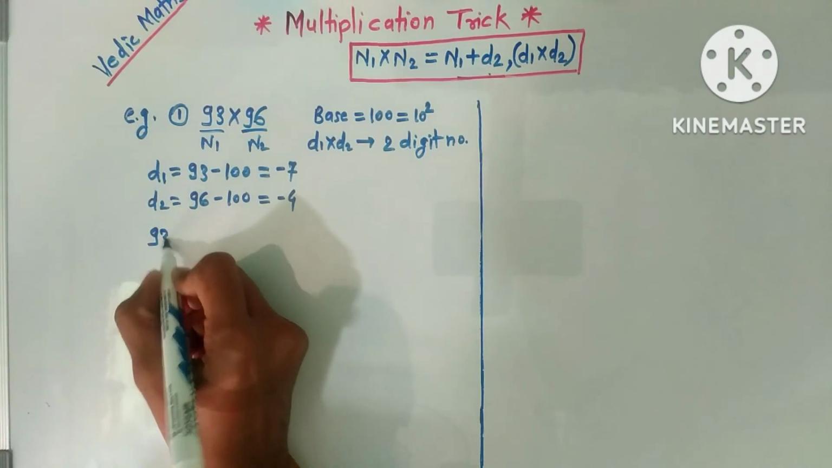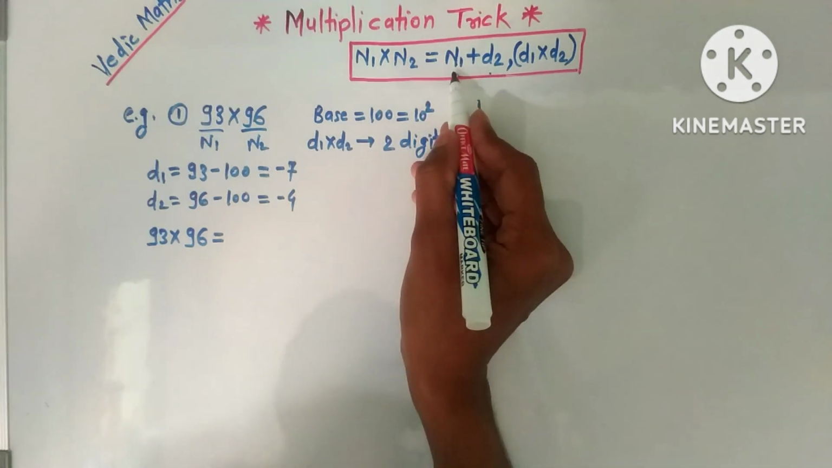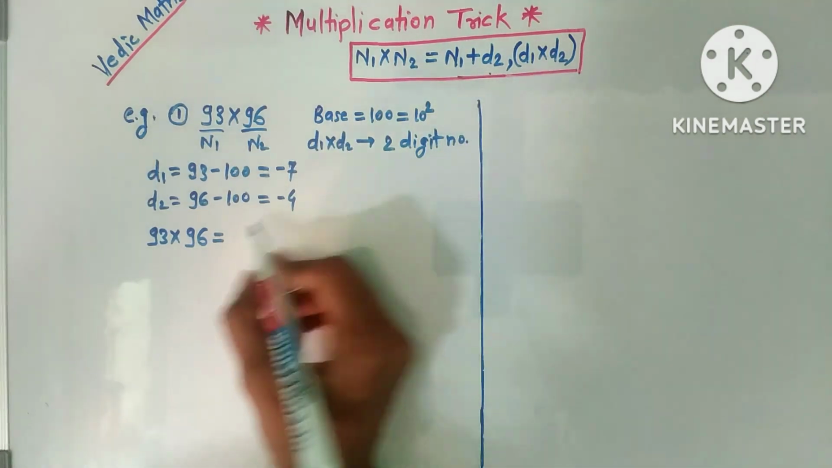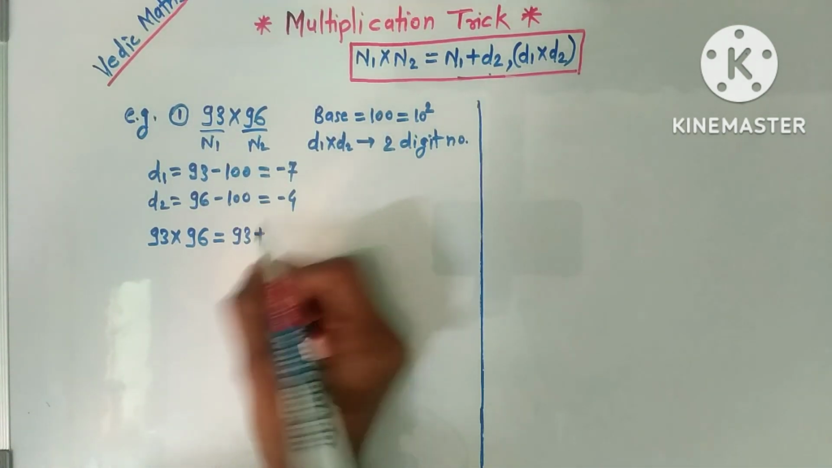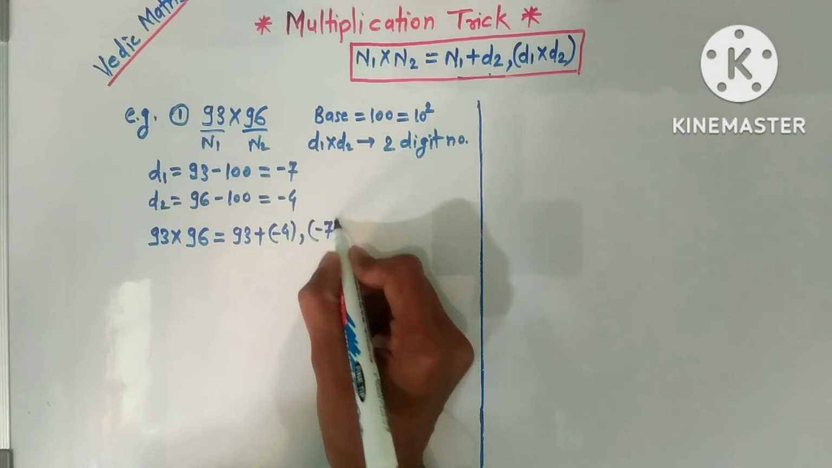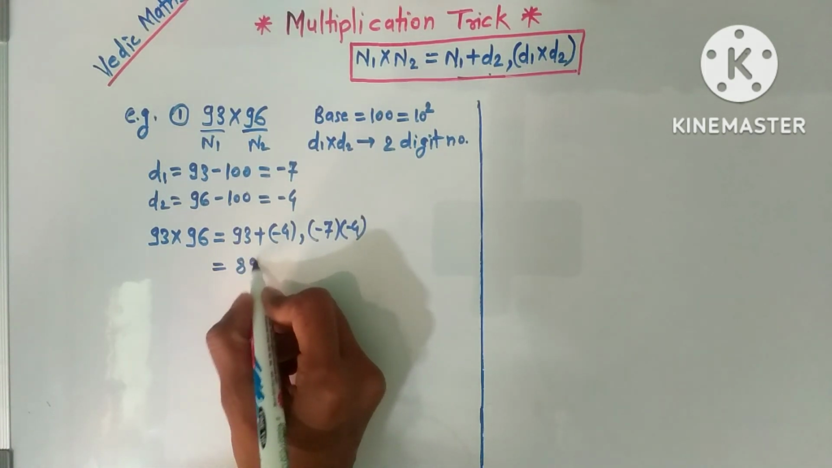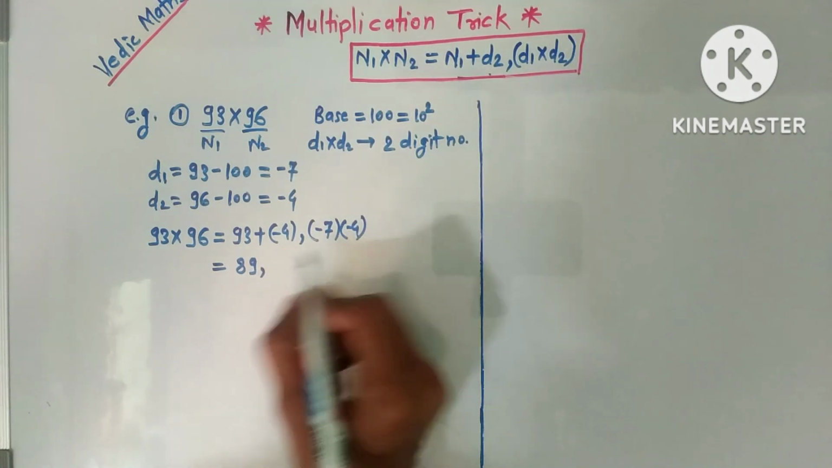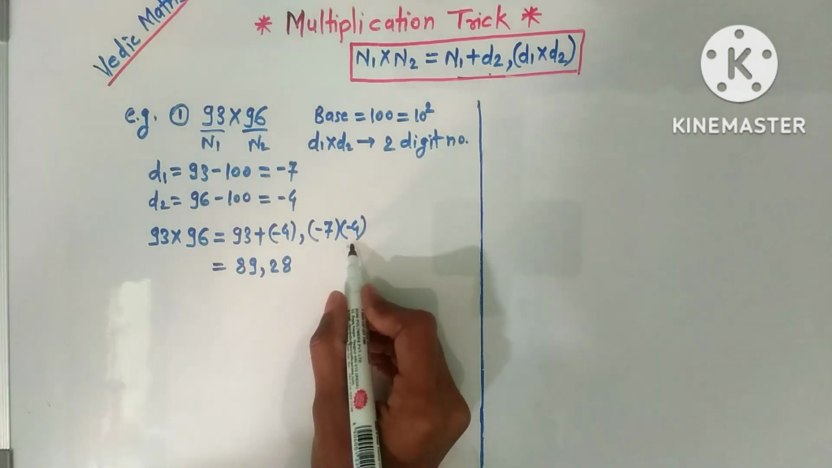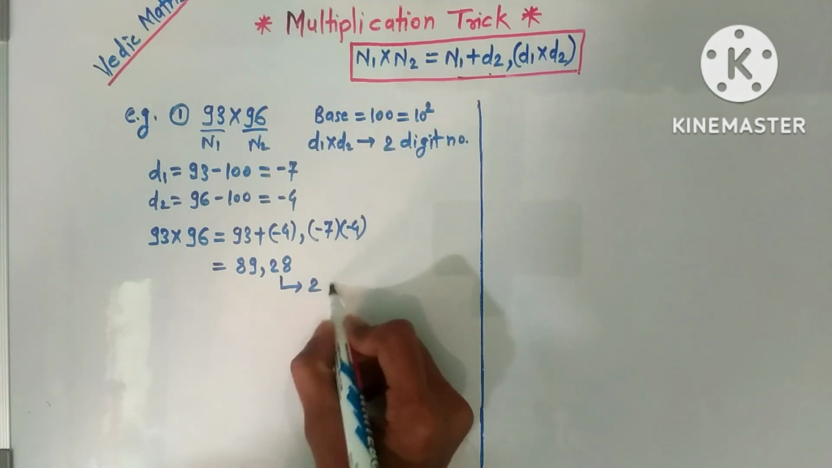Now see, 93 into 96 is equal to n1. What is the formula? n1 into n2 is equal to (n1 plus d2), (d1 into d2). So n1 is 93 plus d2, d2 is minus 4, comma d1 into d2, that means minus 7 into minus 4. So 93 minus 4 means 89, comma minus 7 into minus 4 is plus 28. Now see the product here. This is d1, this is d2. The product of d1 and d2 is 28, which is a 2-digit number.